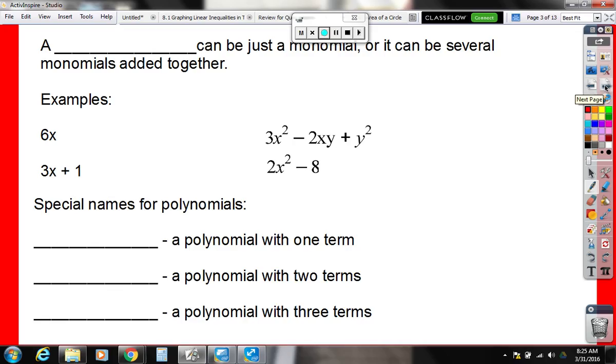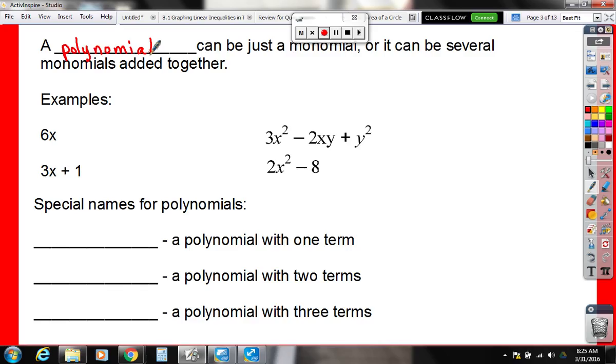Okay, a polynomial, poly means many. So poly technically means more than one term, but actually a monomial is still considered to be a polynomial. So a polynomial can be just a monomial, or it can be several monomials added together. So this monomial would also be considered to be called a polynomial. It's in that broad description. Here's one with two terms. Here we have a polynomial with 3 terms and another polynomial with 2 terms.